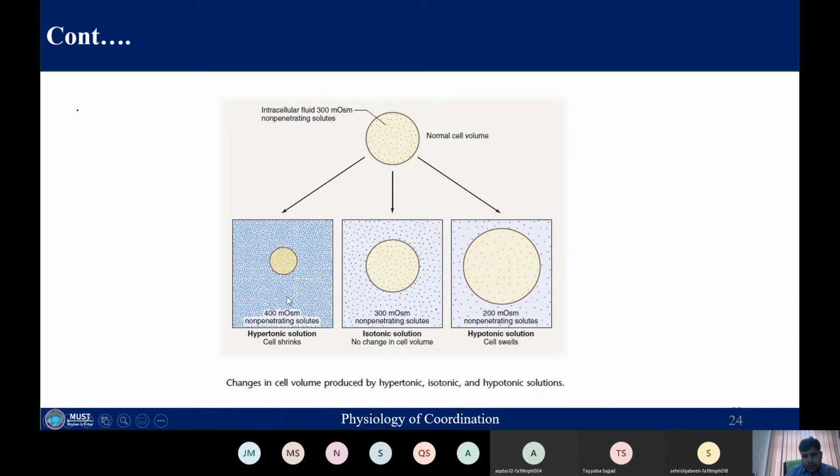This is called a hypertonic solution. And in case of hypotonic, if we put this cell in a solution which has lower solute concentration, less than 300 milliosmolar, in this case, because water is high and solute concentration is lower, to reach the equilibrium stage or to increase the solute concentration inside, water will move from outside to the inside, and hence the cell volume will increase. That will be called a hypotonic solution. The cell will swell.